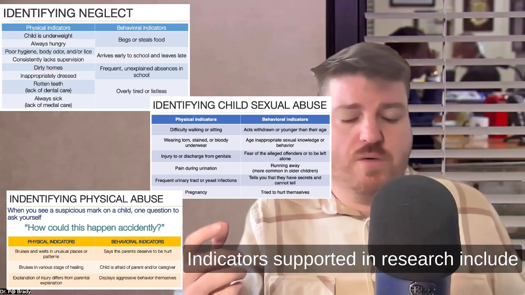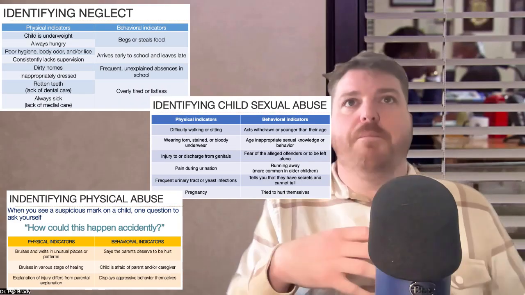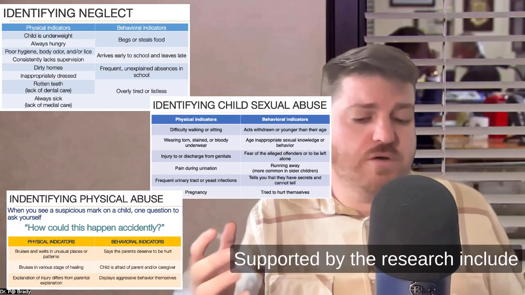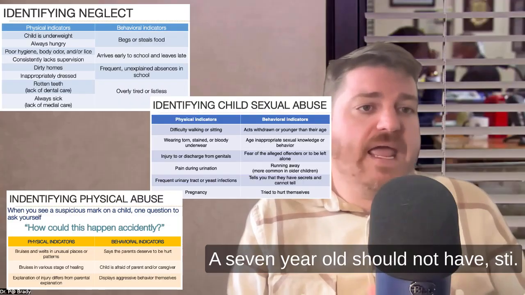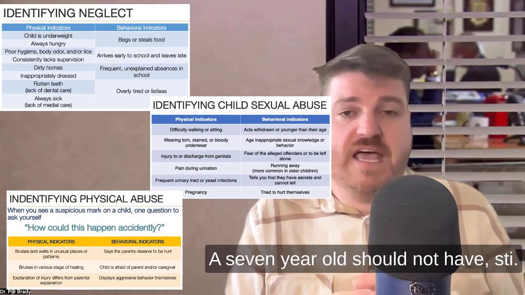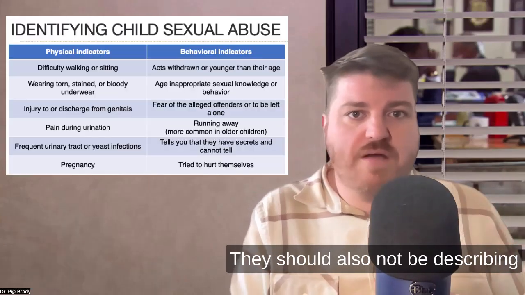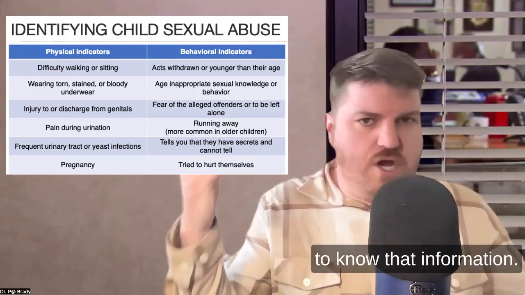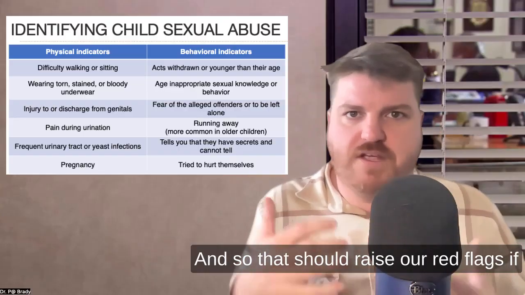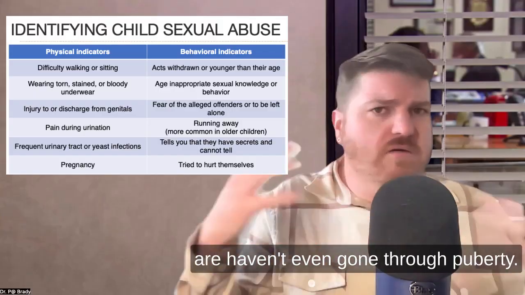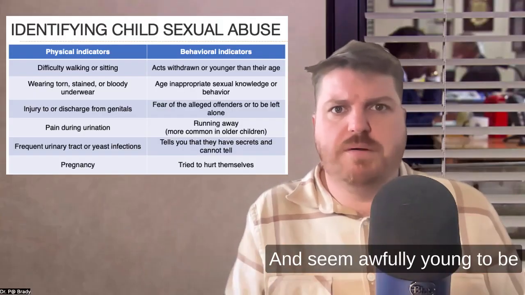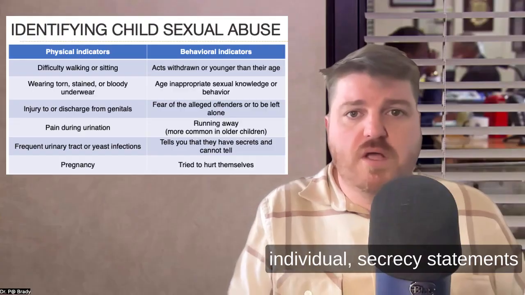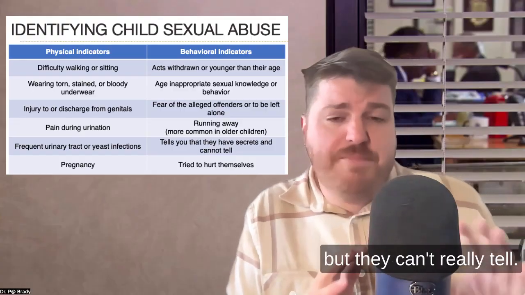Behaviors that are potentially indicative of sexual abuse and supported by the research include age inappropriate sexual knowledge. A 7-year-old should not have an STI. They should also not be describing semen as a milky white substance. That age is inappropriate to know that information. And so that should raise our red flags if a child is talking overly sexual and they haven't even gone through puberty and seem awfully young to be knowing the things that they know. Other research-based facts are sudden withdrawal from a specific individual, and secrecy statements, like saying they have a secret, but they can't really tell.